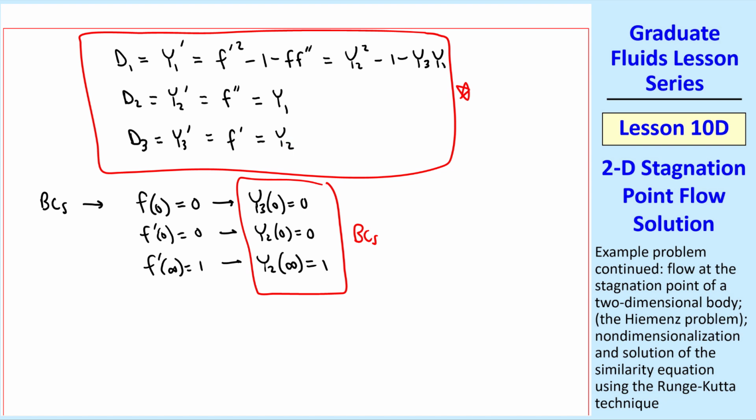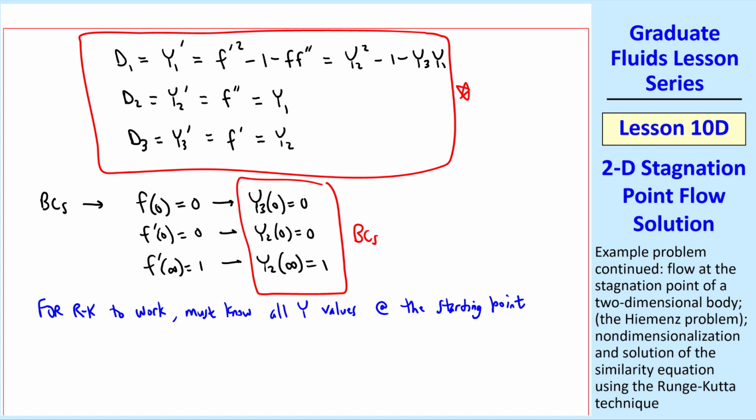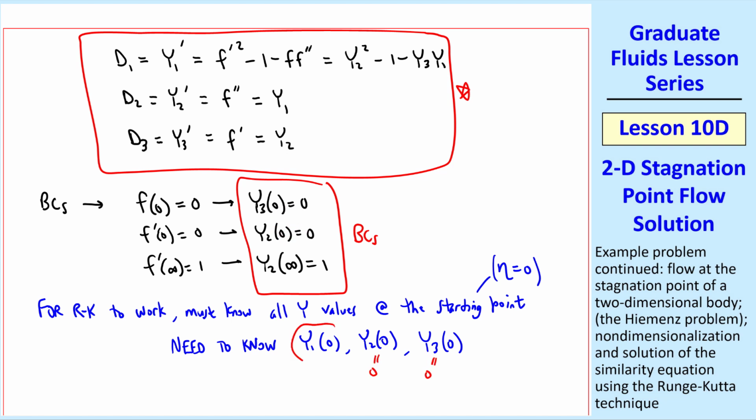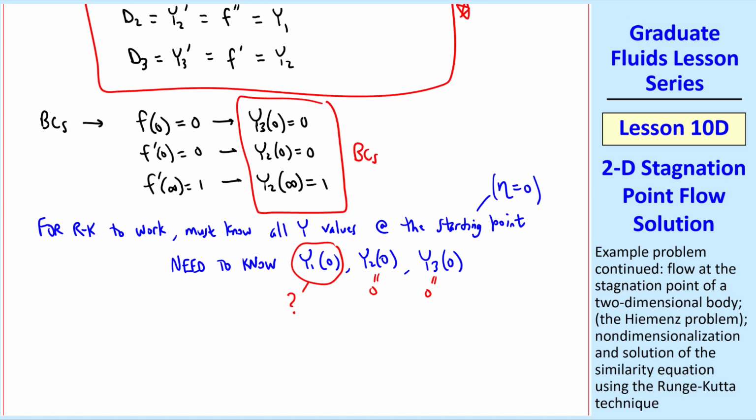So now we just plug this into our code, but not so fast. It turns out that for the Runge-Kutta technique to work, we march. So we must know or specify all the y values at the starting point, whether you're marching in time or in this case marching in eta. The starting point in our problem is eta equals 0 at the wall. In other words, we need to know y1 of 0, y2 of 0, and y3 of 0. Well, we have 2 of them. This one is 0 and this one is 0. But what about this guy? We don't know y1 of 0.